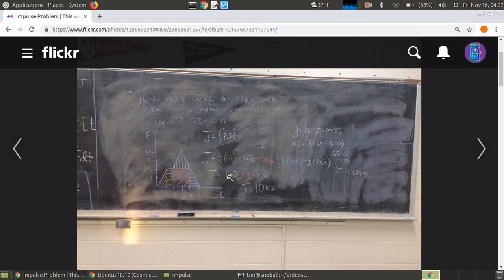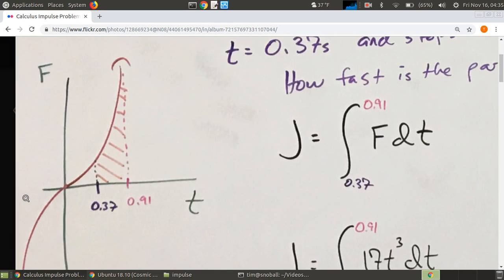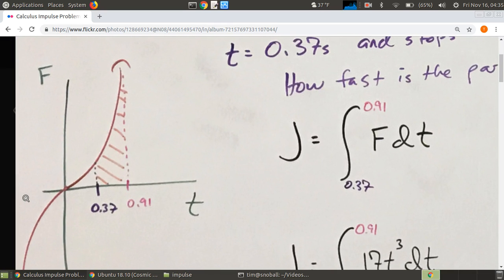The trick becomes when the curve gets easily described using a mathematical function, but not simple geometric shapes. Let's take a look at that. So in this situation, we want the area under the curve on a force versus time graph that's best described using this function. But interestingly enough, we only want a piece of the area under that function. If we zoom in, we only want the area bounded by the function, the t-axis, and then vertical lines at 0.37 and 0.91. How can we do that?